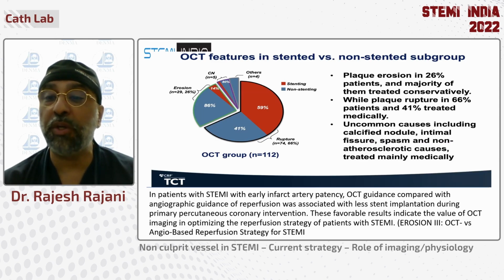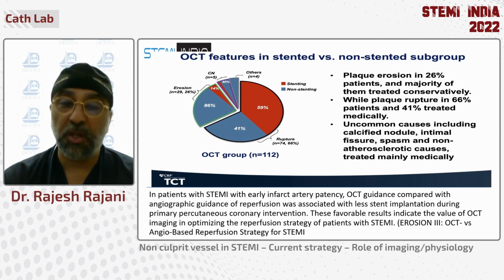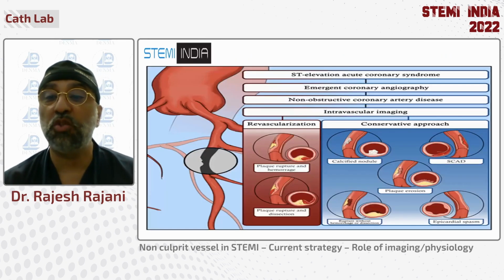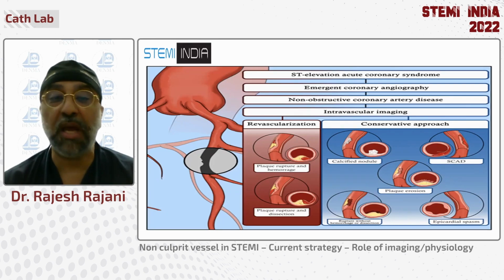And to conclude, it was noted that under OCT guidance, the rate of stent implantation was less during primary PCI. So to summarize, revascularization is indicated in patients with plaque rupture with hemorrhage and dissection, and a conservative strategy can be considered otherwise, in cases of calcific nodule, spontaneous coronary dissection, plaque erosion, and epicardial spasm.